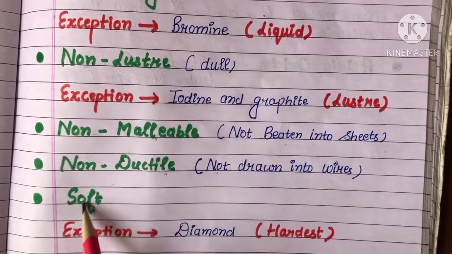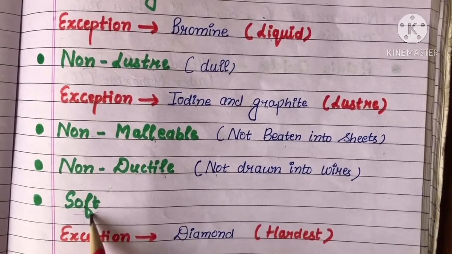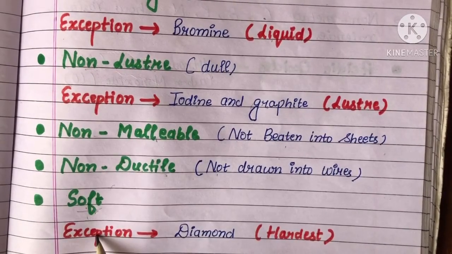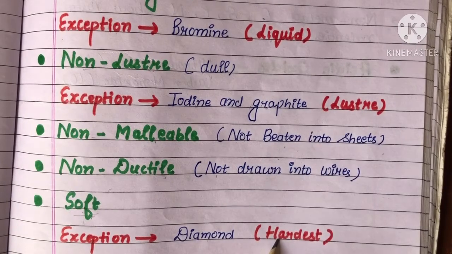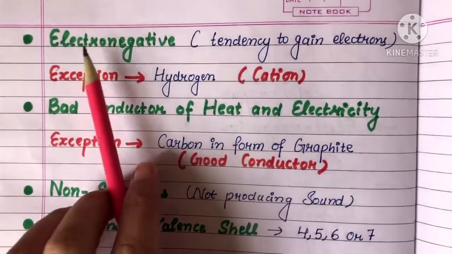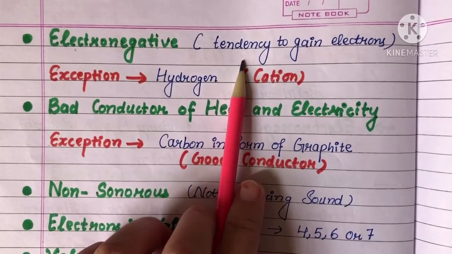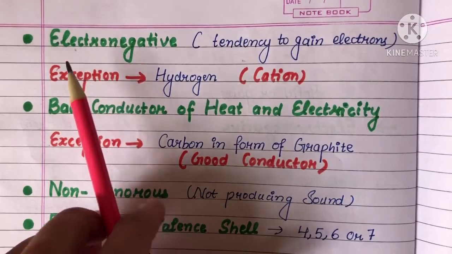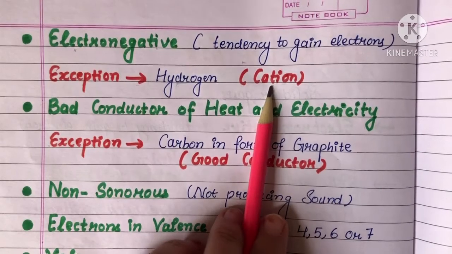Next property of the non-metals is that they are soft. There is one exception in this case also, that is diamond. Diamond is a non-metal, but it is the hardest substance. Next property is electronegative. So what is electronegative? Electronegative means tendency to gain electrons, or the formation of anions, but there is an exception in this case also. Hydrogen is a non-metal, but it forms cations.